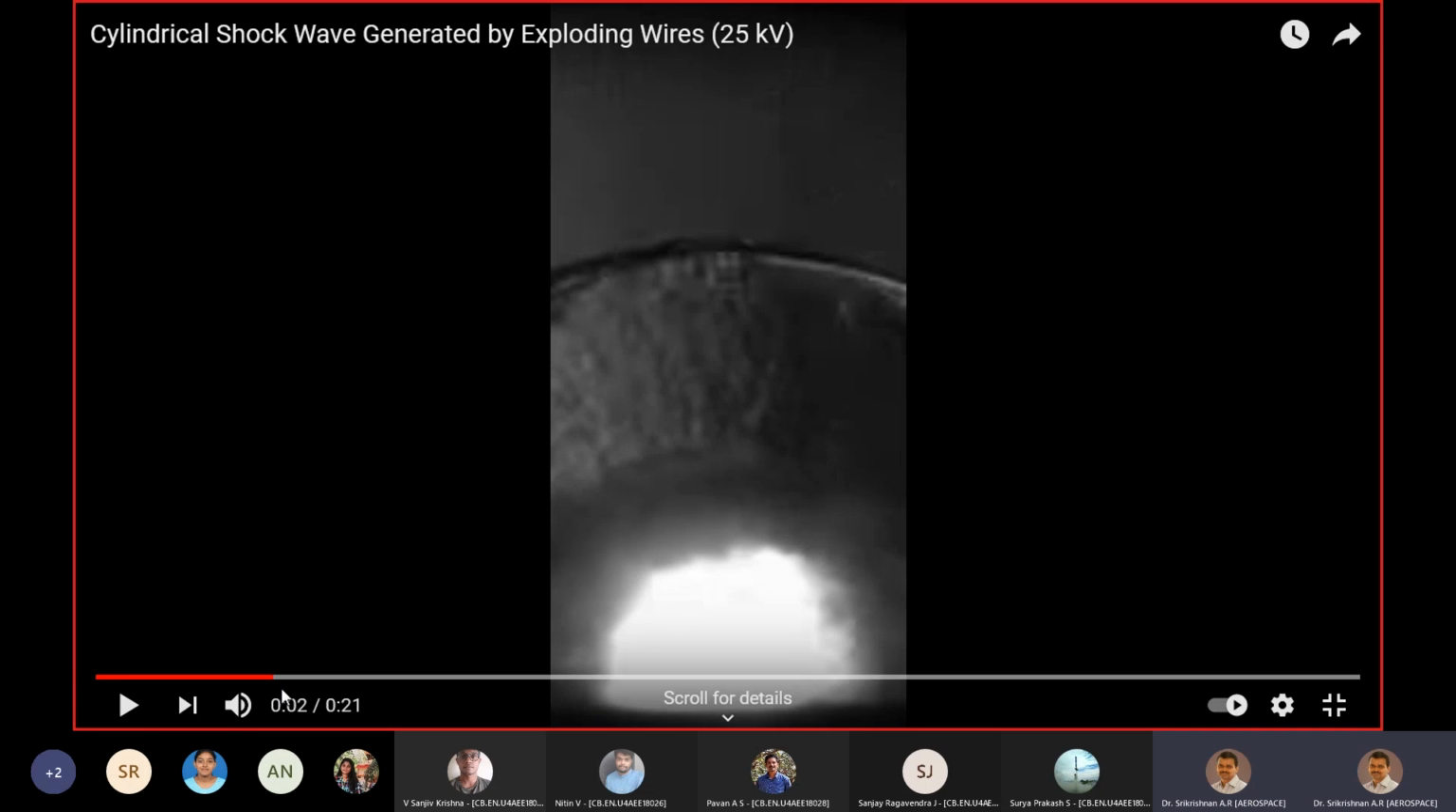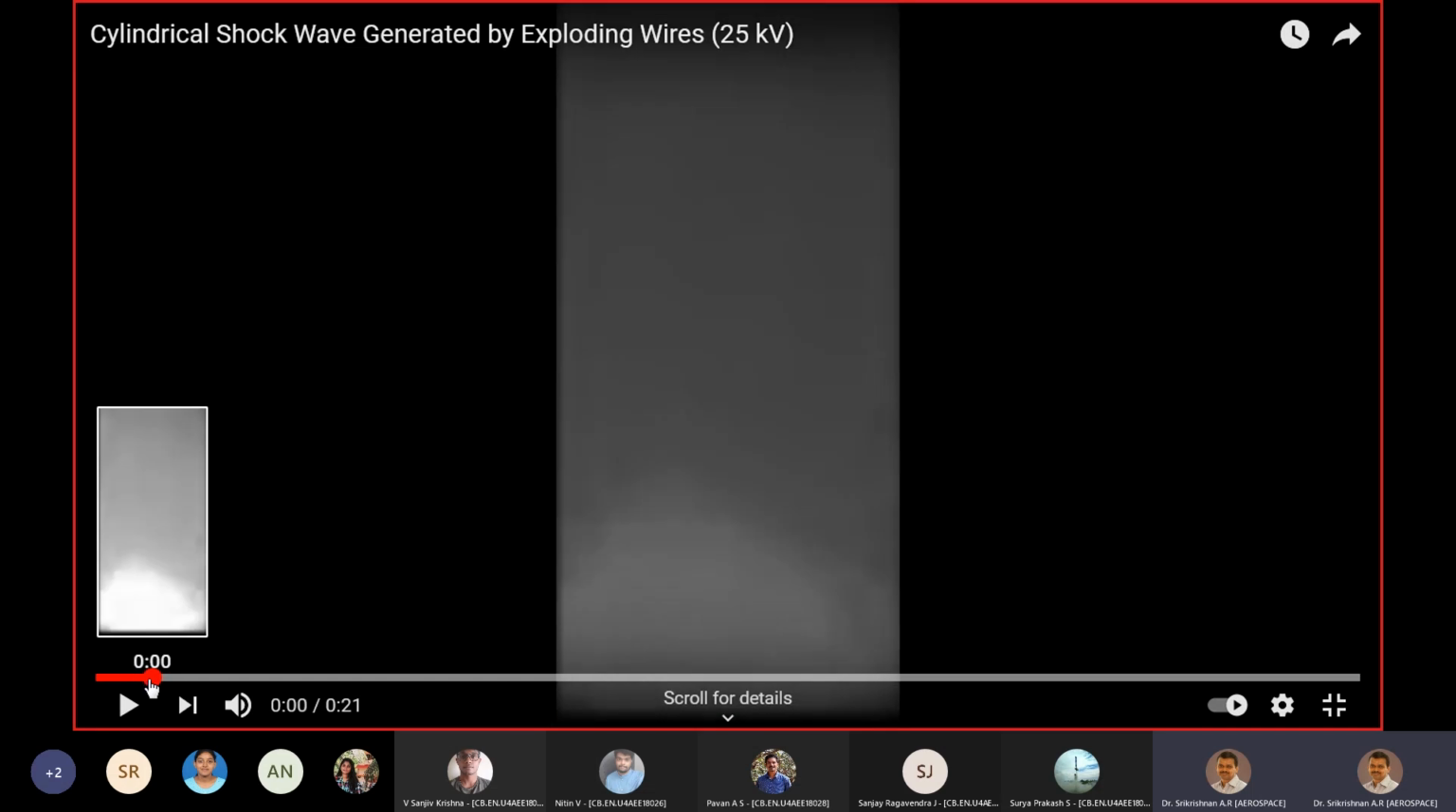So we can assume that the bright region near the center is probably like a cylinder, I guess they say wires. You can assume that to be a cylinder with an axis maybe parallel to the plane that we are seeing. And the pressure wave is advancing in the radial direction. So I'll try to play it once again.